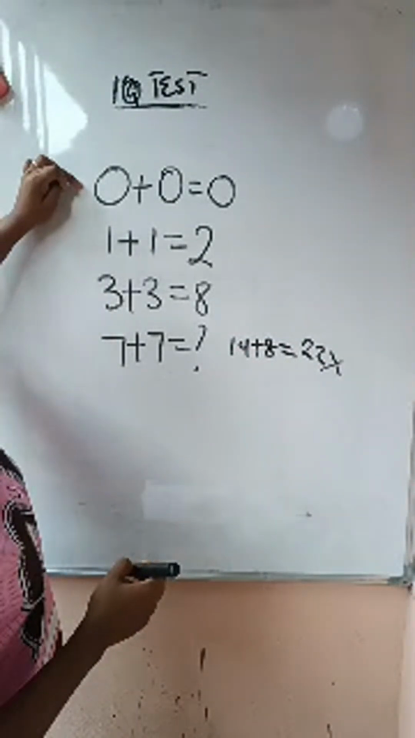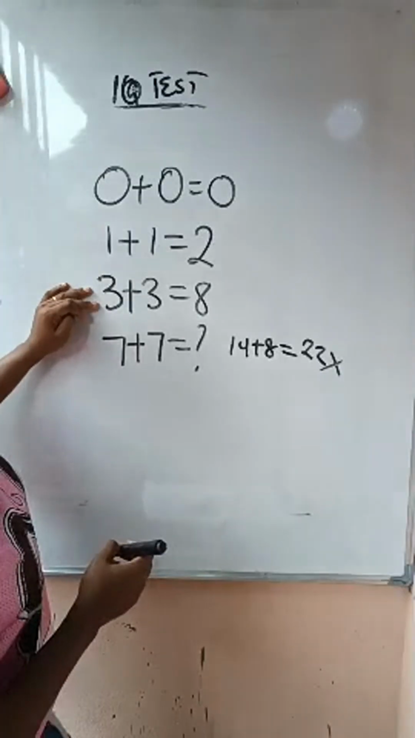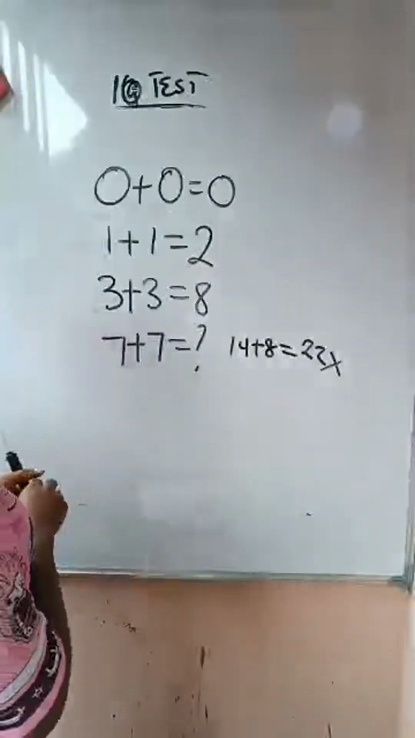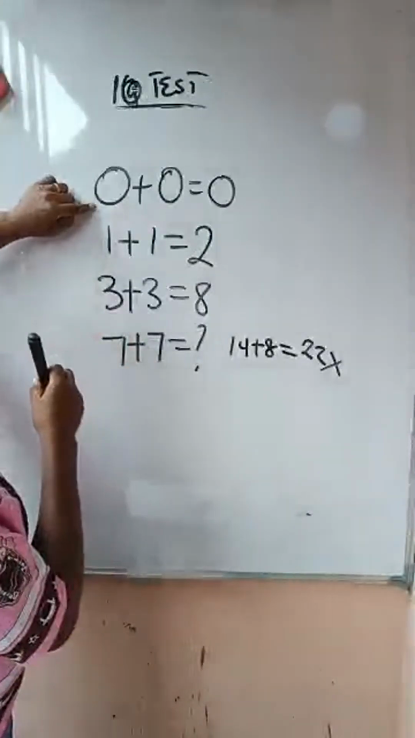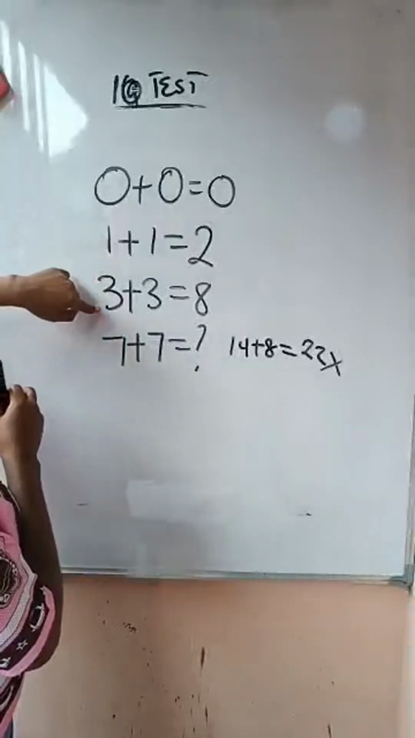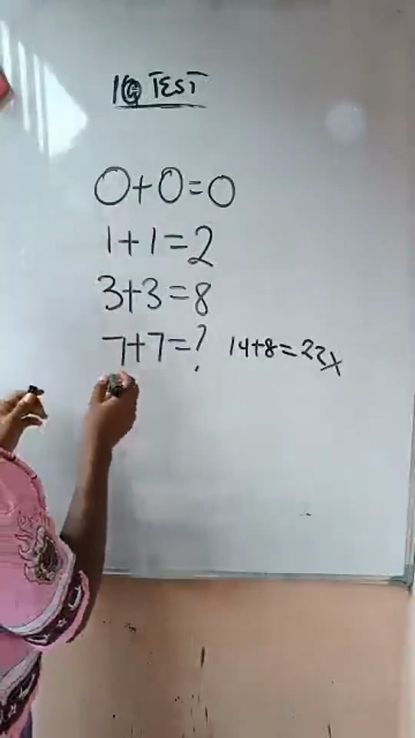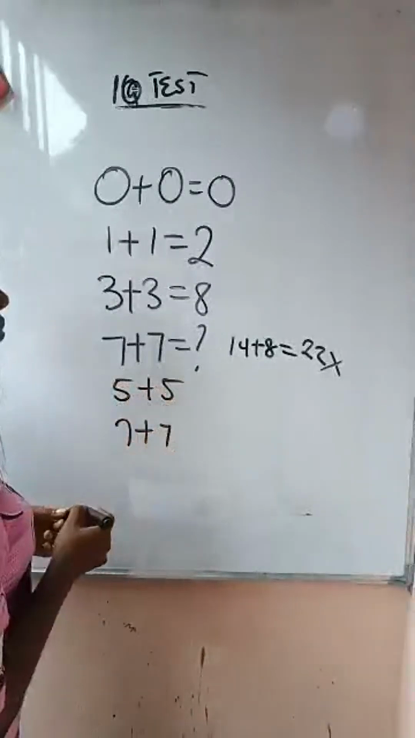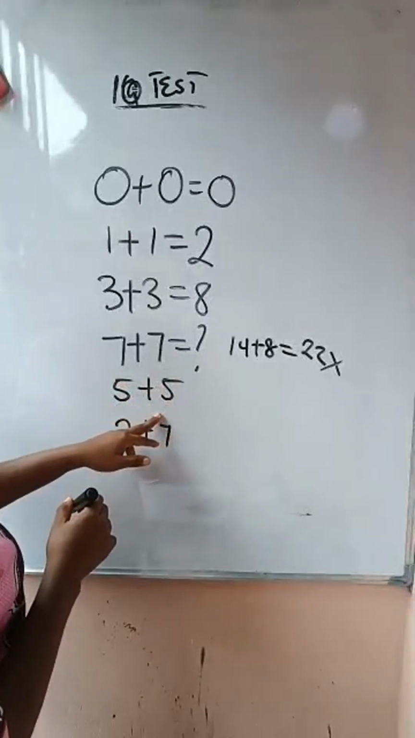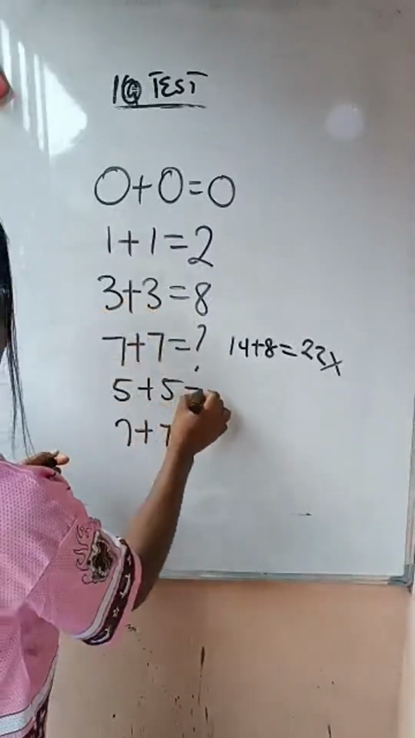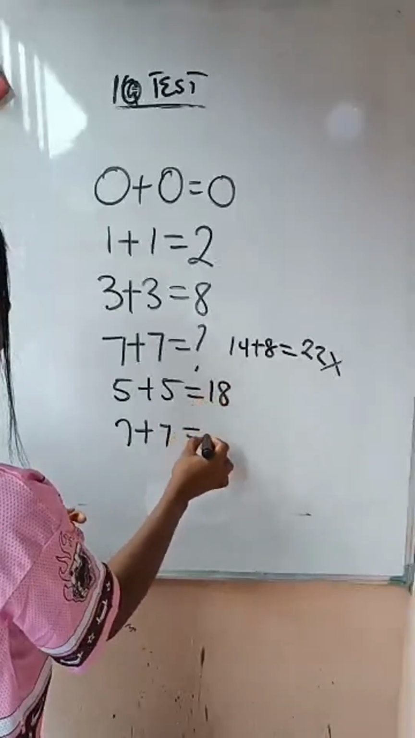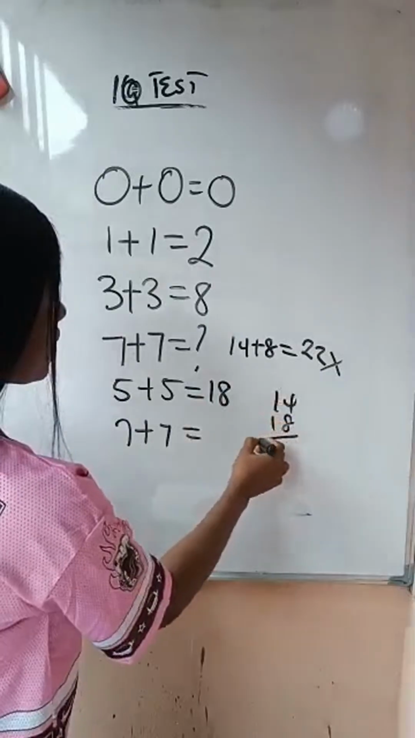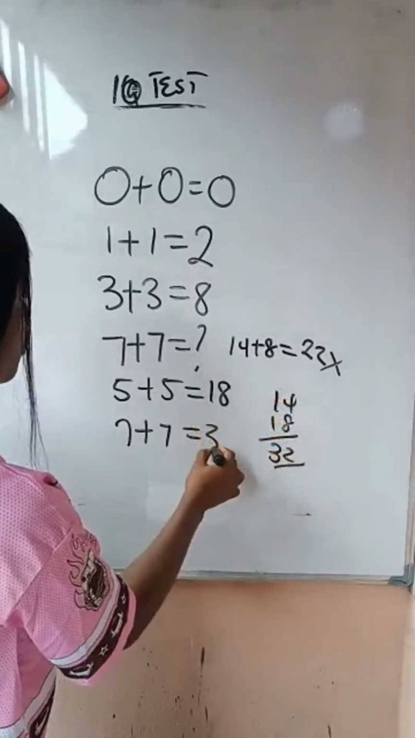We have 0, 1, 3, right? After 3, notice that they are skipping steps. Then we have 7. They skipped 5, 5 plus 5, before they get to 7 plus 7. Now 5 plus 5 is going to be 8 plus 10, which is 18. Then 7 plus 7 is 14, and 14 plus 18 will give you 32, if I'm not mistaken.